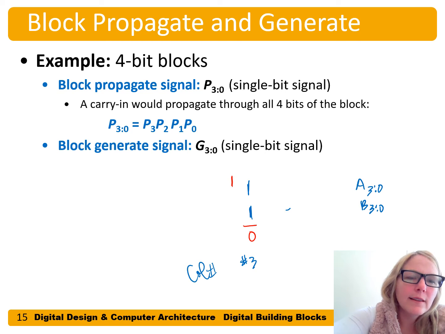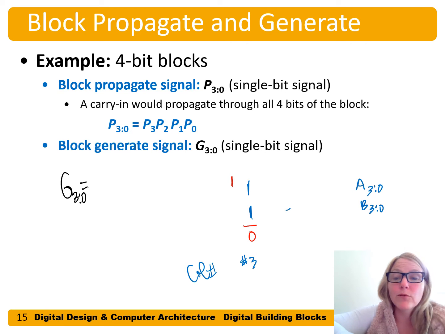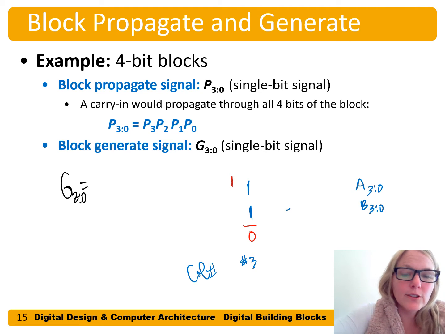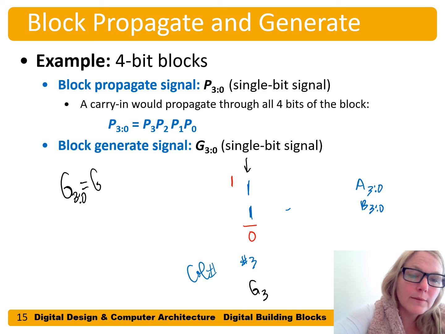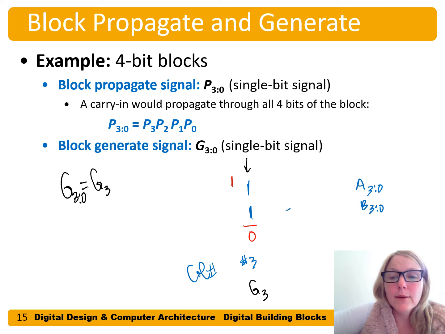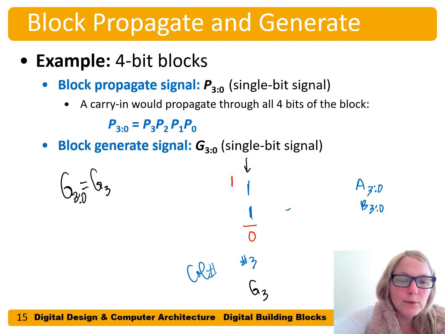So we could say this. Remember, this is a single bit signal again. G3 to 0 looks like a 4-bit signal, but it's a 1-bit signal. It says, hey, I want to know if this 4-bit block from 3 to 0 generates a carry. Well, one way for it to generate a carry is if, well, what happens in that column? Well, that's G sub 3 is going to be 1. So if the generate signal in the most significant column is 1, yep, that 4-bit block is going to generate a carry no matter what. Okay, well, that's good. Is that the only way?